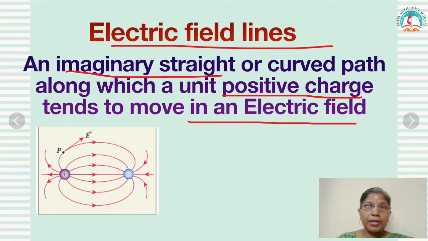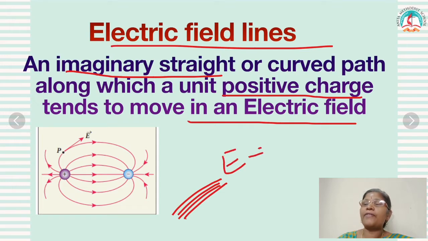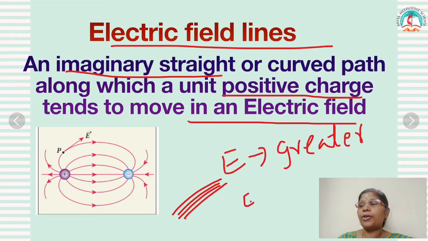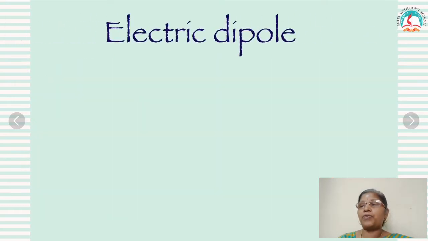What are the properties you have prepared? Electric lines of force start from the positive charge, end in the negative charge, and never intersect. The tangent to the line gives the direction of the electric field. When the lines are closer, the E value is greater. When the lines are far apart, the E value is less. These are the properties of the electric lines of force.